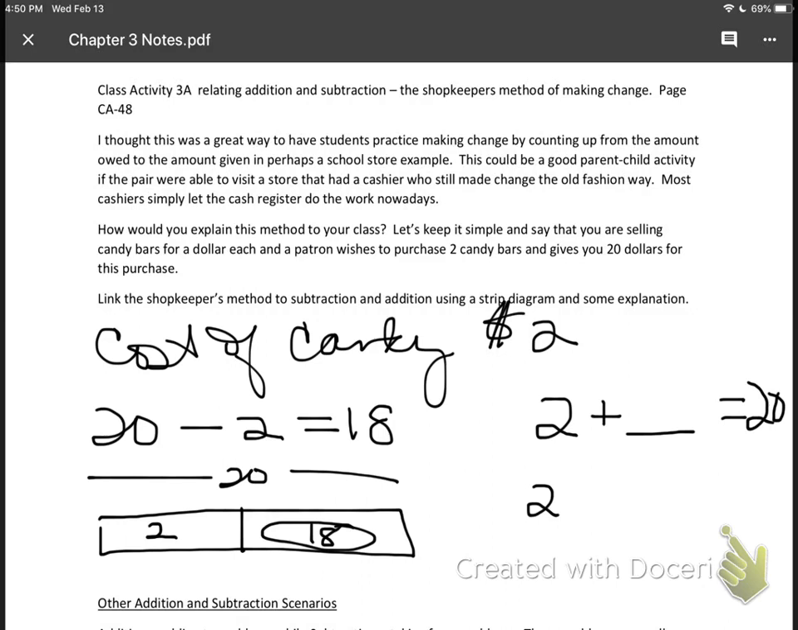So for the advanced kids, you can do all kinds of stuff with this method. But the count up is the shopkeepers approach. Okay, so this is going to be 18 here. They will count out 18. They will always have the change correct if they go through that method.